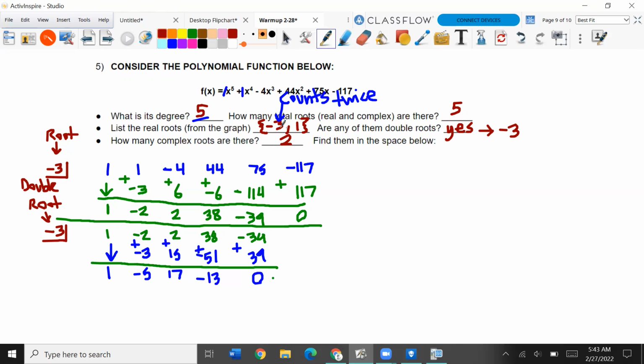And we have one more root to work with. We've used this one here. So now we got to use this 1. I'm gonna go ahead and write that here. We're gonna use these 4 numbers, and I'm gonna cheat and not rewrite them. I'm just gonna bring that 1 down. Do it again. 1 times 1 is 1. -5 plus 1 is -4. -4 times 1 is -4. 17 and -4 is 13. And 13 times 1 is 13. And we did this right because our remainder is 0. So now we have a quadratic. It's going to be 1x squared minus 4x plus 13.